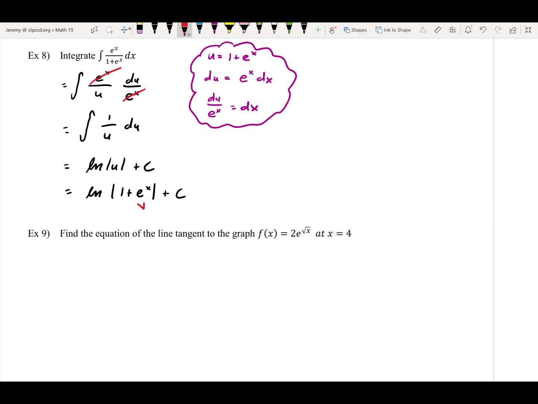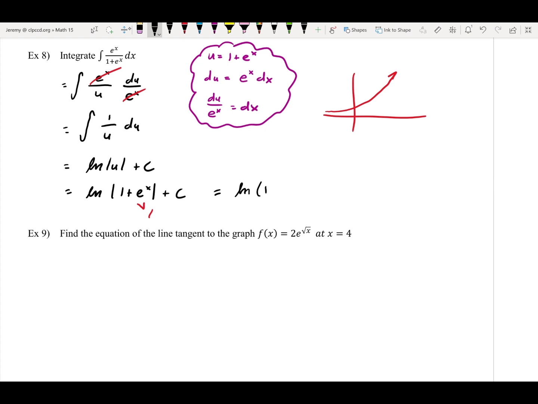e to the x is going to be greater than 1 for all x. Because the graph of e to the x, exponential functions look like this, where they have a horizontal asymptote. They never touch the x-axis, they never go below the x-axis. So the range of e to the x is the same as the domain of the natural log, which is all positive real numbers.